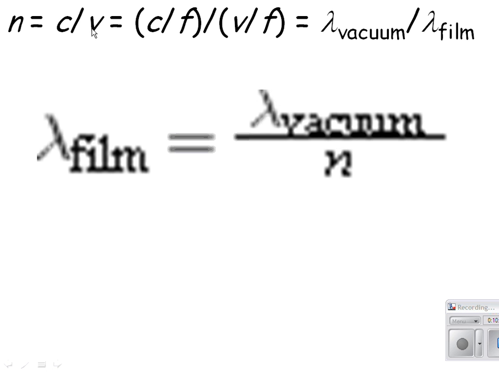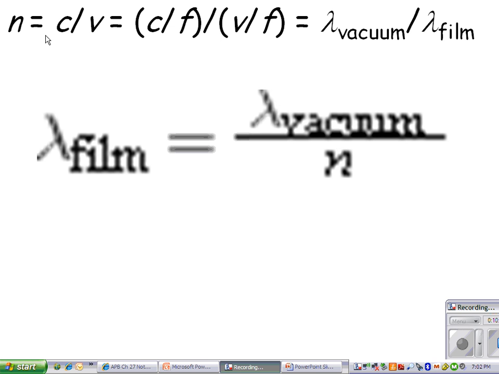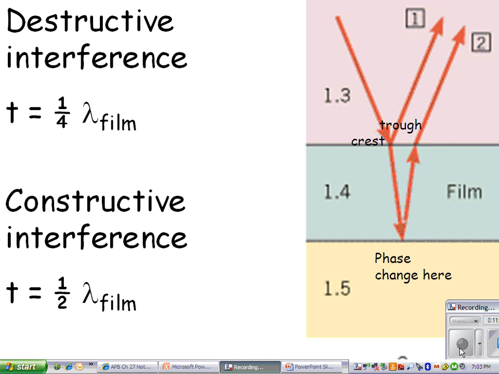What you can do is look at n equals c over v, and you can then look at this as being c divided by f and v divided by f. Whatever you do at the top, you have to do the bottom. So I take that c up there, divided by the frequency, take the velocity in the substance, divide by the frequency, and we know that velocity divided by frequency is wavelength. So we see that the index of refraction equals the wavelength in the vacuum divided by the wavelength in the film. So if you change that around, you get wavelength in the film equals the wavelength in the vacuum divided by the index of refraction. So that's a good equation to write down as well.